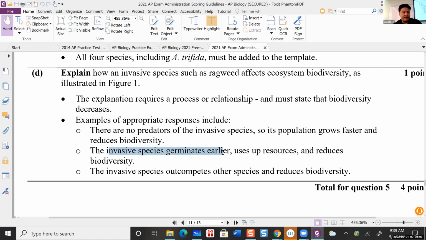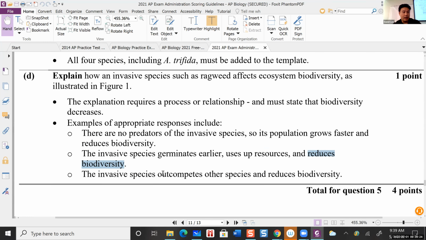All right, you can also say that in this case, they germinate earlier, use up all the resources, and less resources are available for native plants, and therefore there's less biodiversity. Make sure you explain biodiversity. And then you can also say they outcompete other species, right? Now, we don't know how they outcompete other species. Every situation is different. Some plants can outcompete species because the generation time is shorter. Imagine you try to compete with somebody who doubles every 2 days, where you double every week. Now, how are you going to compete with that, right? Because they already doubled like 3-4 times when you just doubled once.